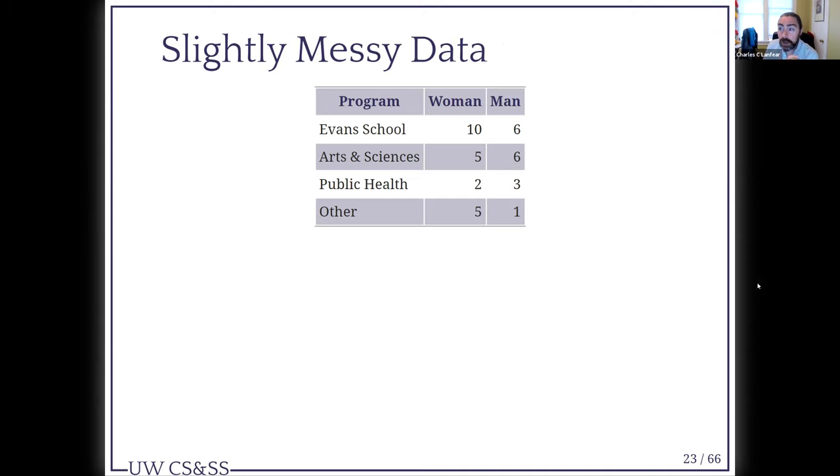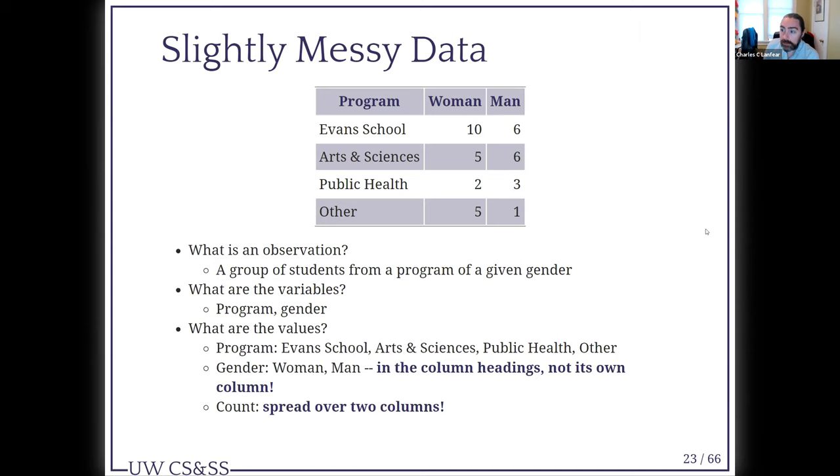This is, however, not an ideal format for doing analyses. So if you look at this, you might think to yourself, what is an actual observation of data here? An observation of data is a group of students from a program of a given gender. So for instance, there were 10 women from the Evans School. That is one observation in these data. So if you think about it, the variables in this data set are the program those people are in, and then gender. But gender is in two columns instead of one. Okay?